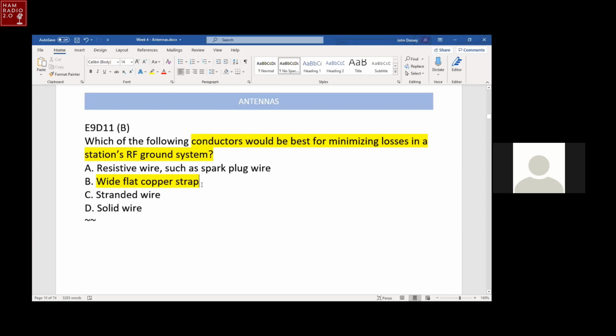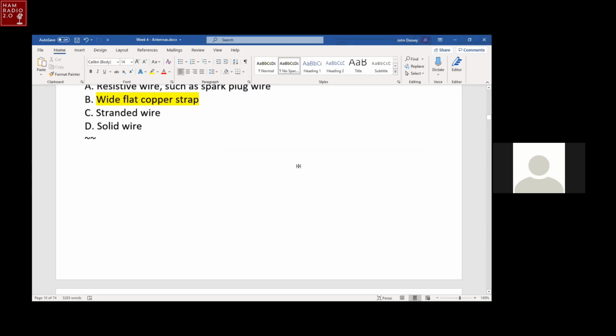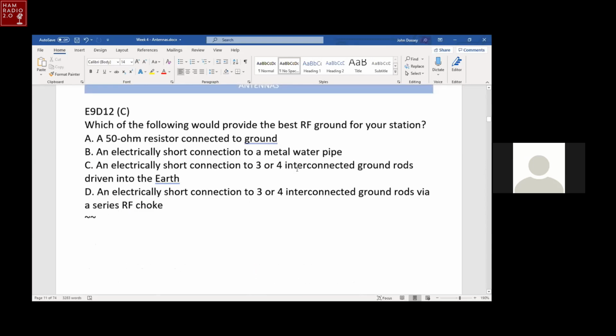It's not wide flat copper strap, but the wide flat copper strap would minimize the losses. 6-gauge copper wire still has some loss at RF. But I had the wire, so that's what I used.